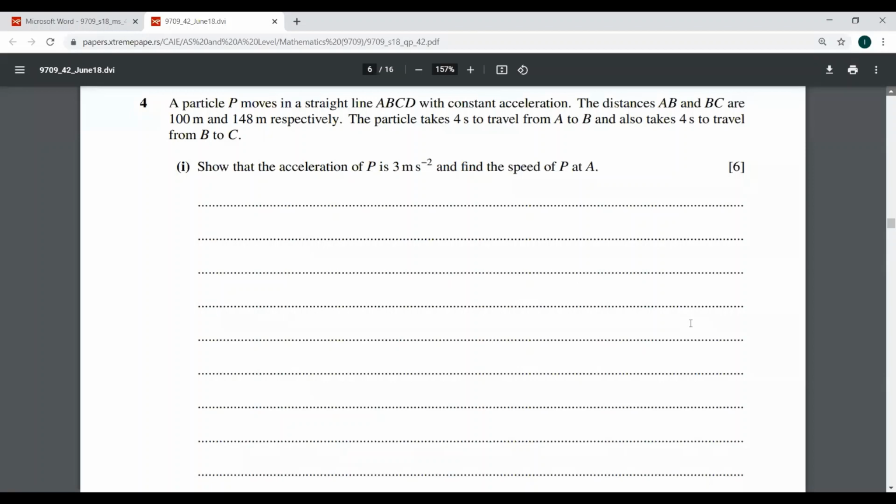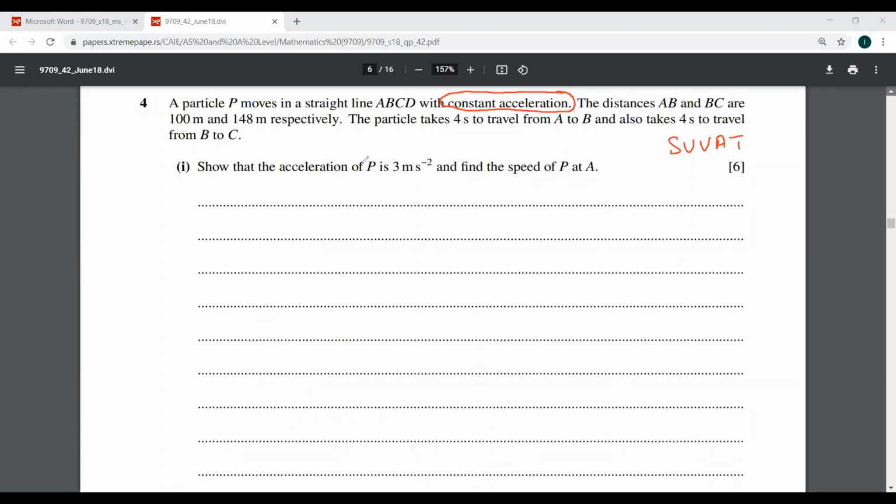Okay, a particle P moves in a straight line A, B, C, D with constant acceleration. So please, you have to underline this. When you have constant acceleration, so that is your kinematics 1. You can use the Newton's equations of motion here, known as VAT.